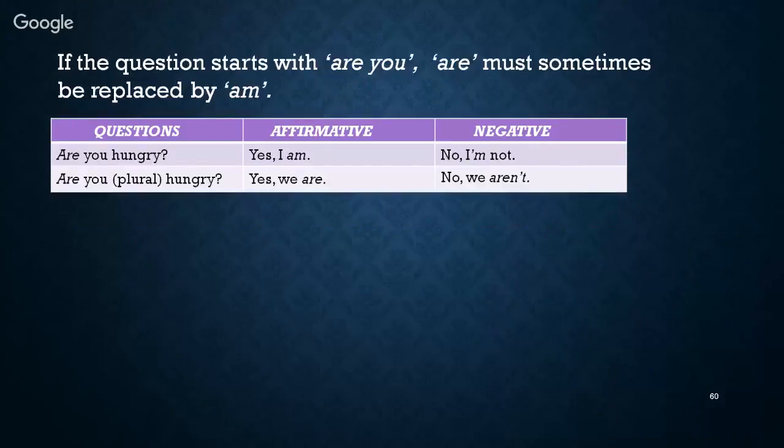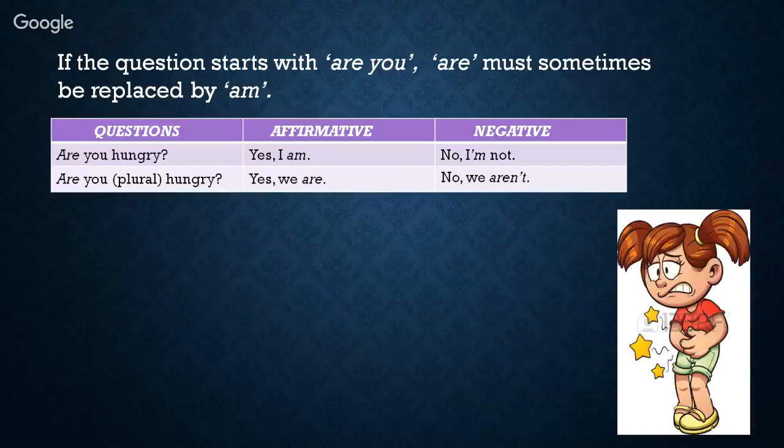If the question starts with "are you", "or" must be replaced by "am". Are you hungry? Yes, I am. No, I'm not. Are you hungry? Plural, we are asking a whole group of people. Yes, we are. No, we aren't.